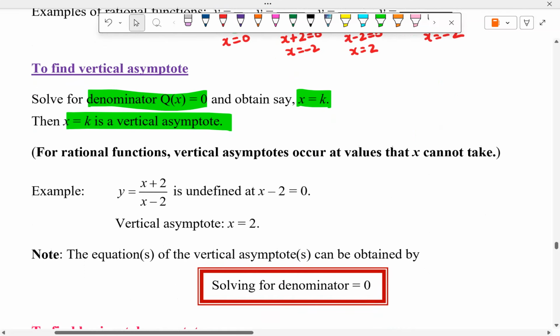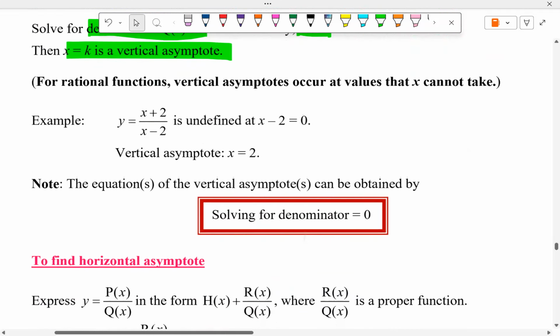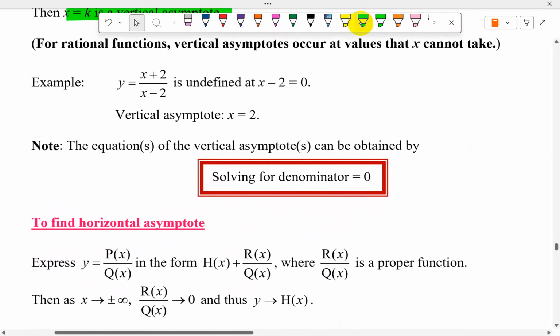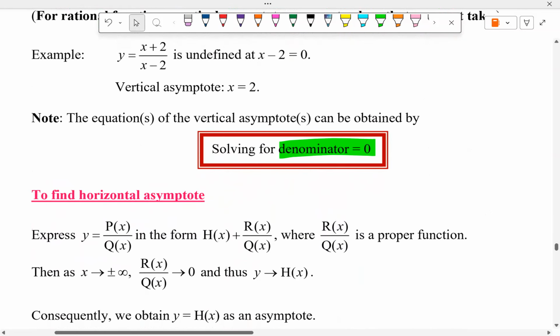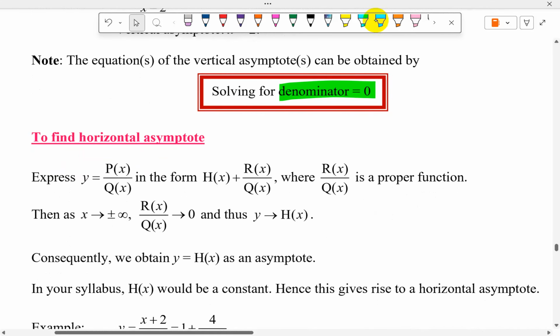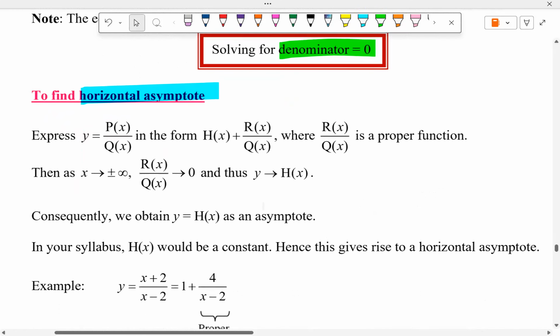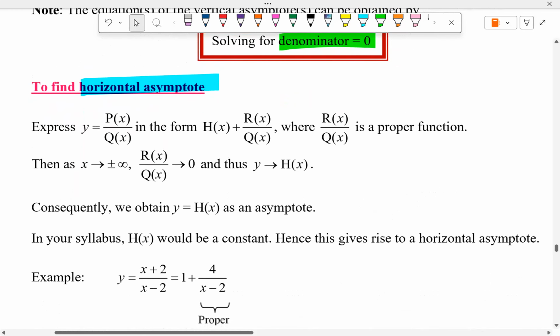Then the next one, how do you find the horizontal asymptote? You can highlight this: just set the denominator to 0 to solve for the vertical asymptote. Now the horizontal asymptote. To find the horizontal asymptote, there's one very important thing to check, which is that you must make sure that your expression is a proper function.